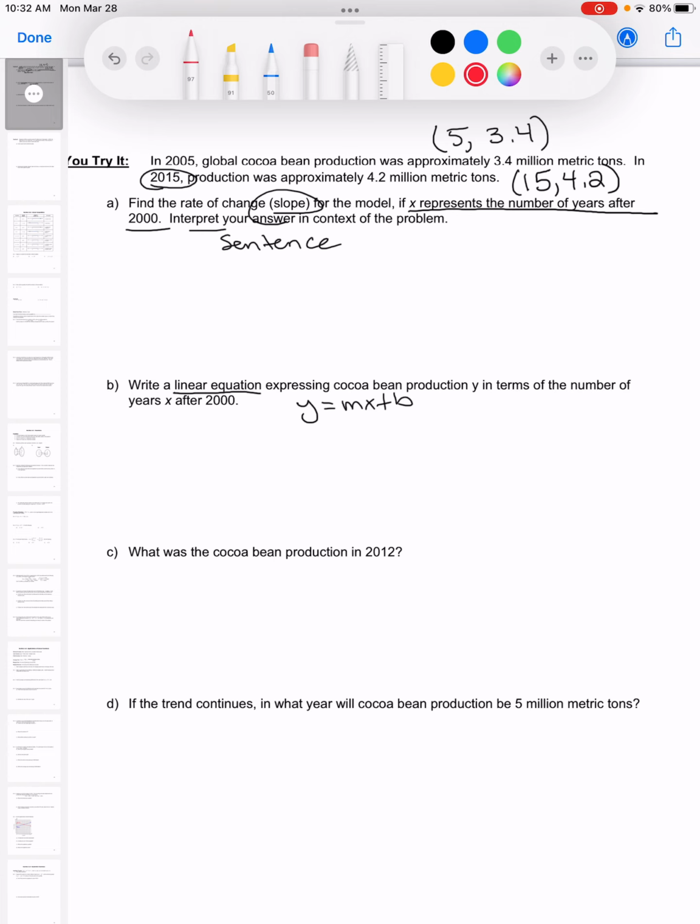Hopefully you've hit pause and you've done at least A. Maybe you've worked through all of them, but at least A here. We're going to find the slope, and our slope is y2 minus y1 over x2 minus x1. I'm going to plug in those numbers from up above that I wrote as the ordered pair for you guys. Type it in the numerator, I get 0.8. Type it in the denominator, I get 10. And that's just going to leave me with 0.08.